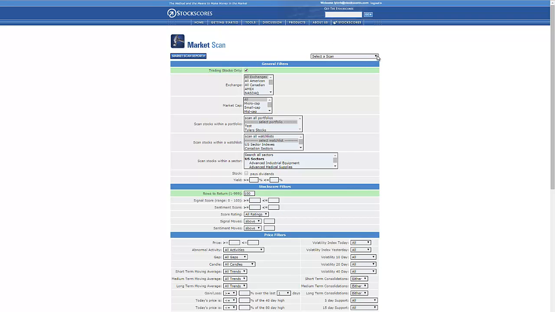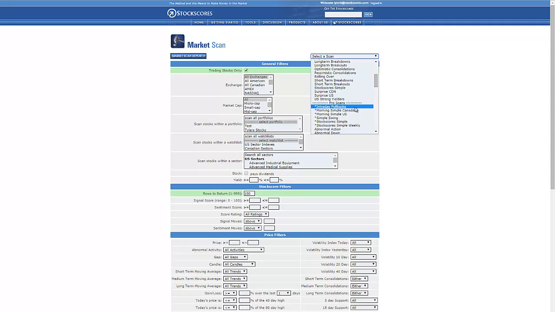Now, depending on your membership level at Stockscores, you have access to some of the preset scans that we have created. Now, a lot of these pro scans are explained in the different courses. So if you take the investor course, you're going to be able to look at some of these scans. If you take a look at the active trader course, you're going to be able to pull up some of these pro scans.